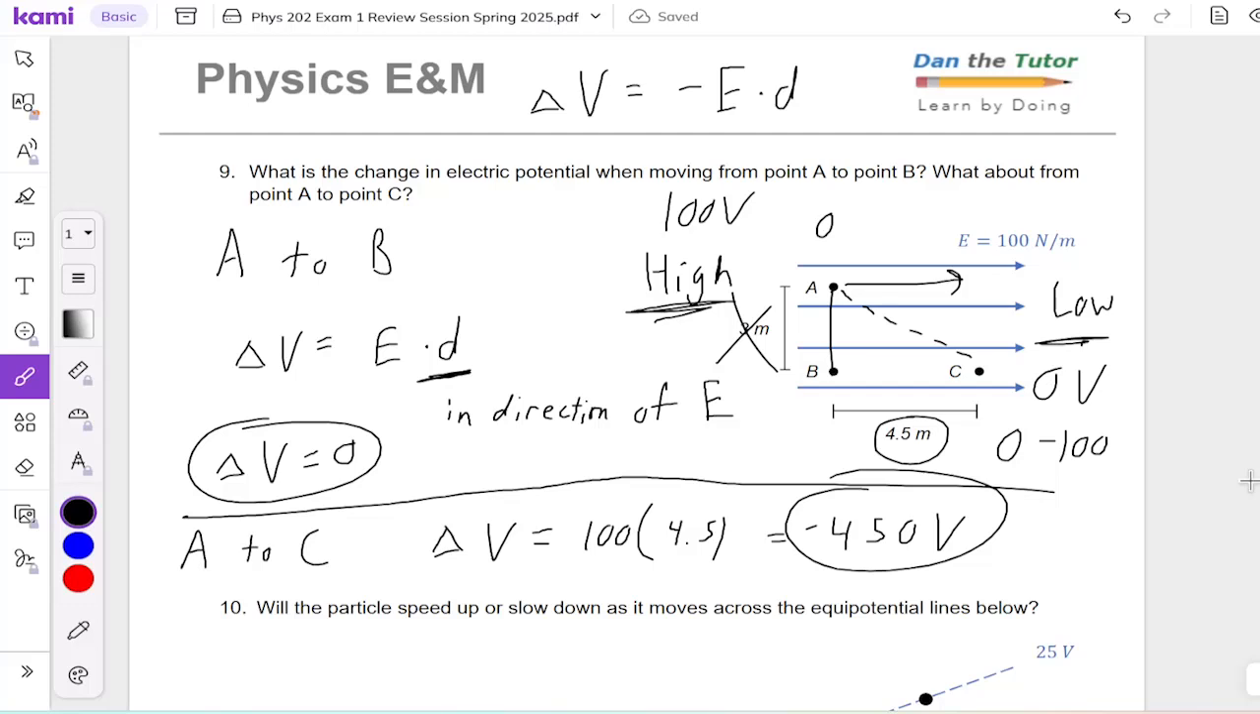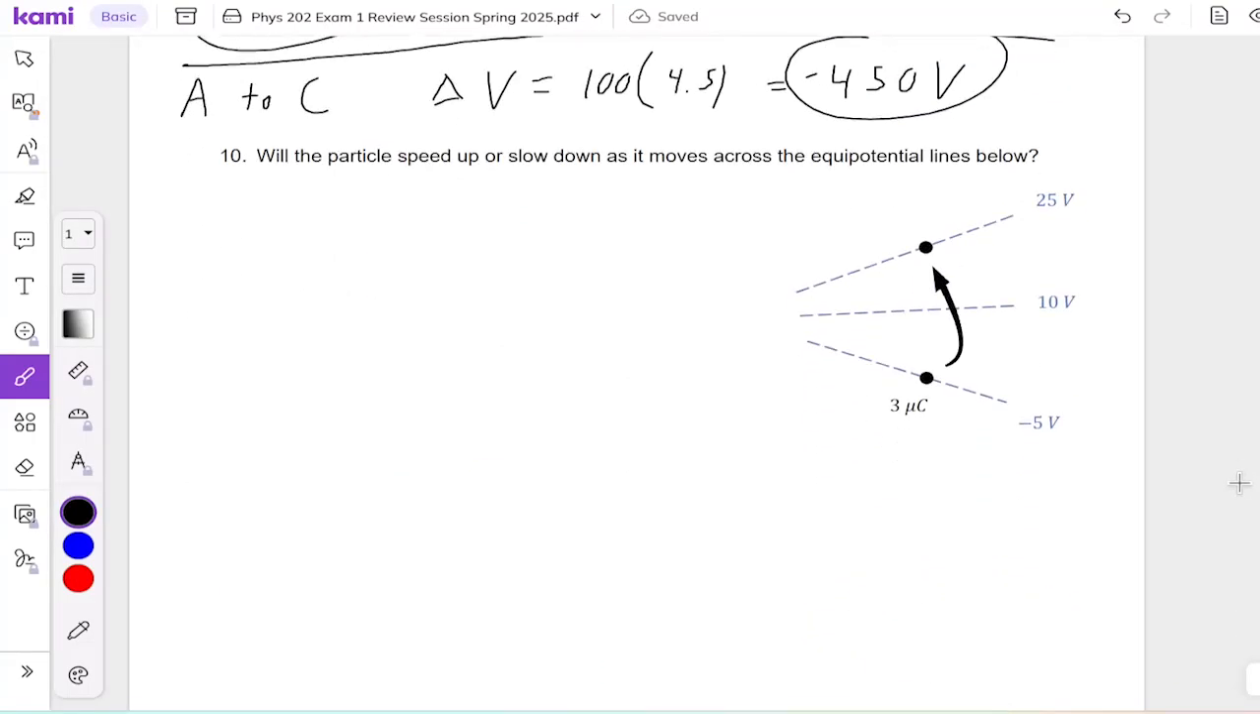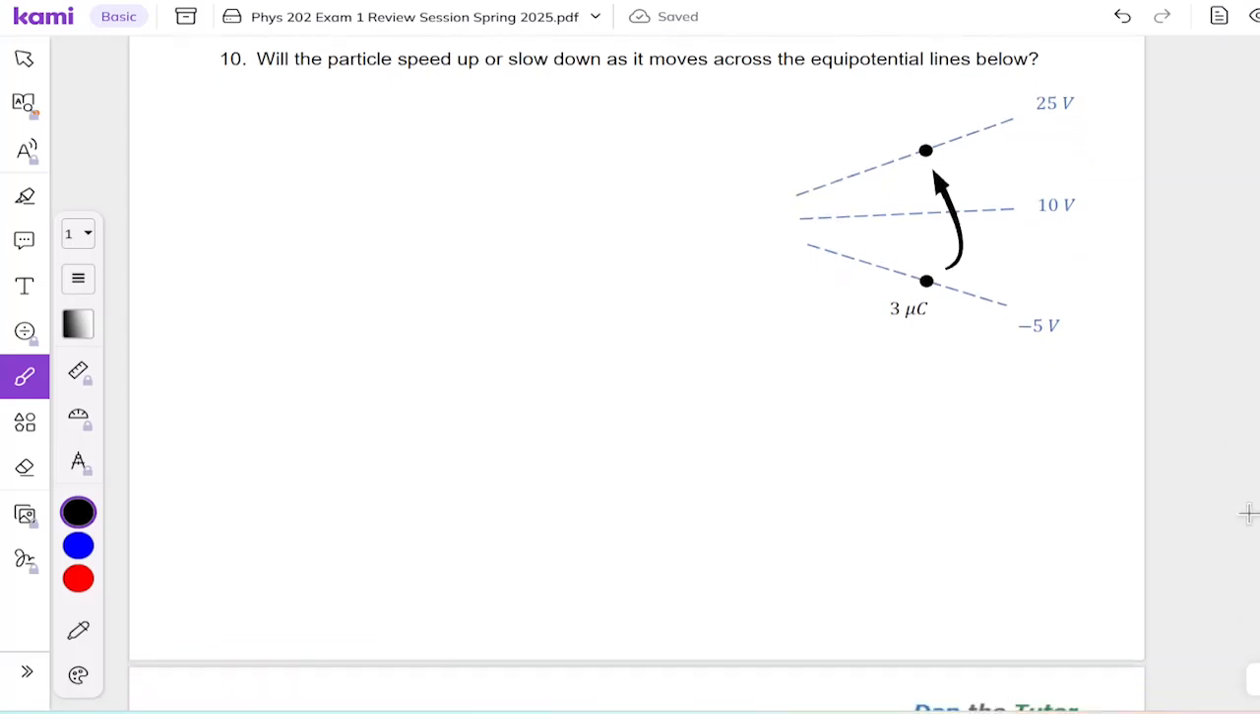Think about it as your bank account, by the way. If you go from high to low money, you have negative money. You lost money. If you go from low to high money, you gained money. Any questions? Okay, then I think we have one more with this type.